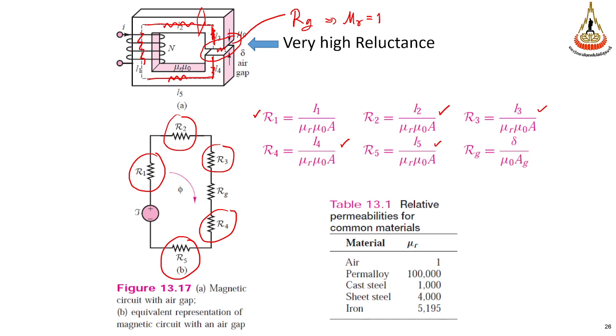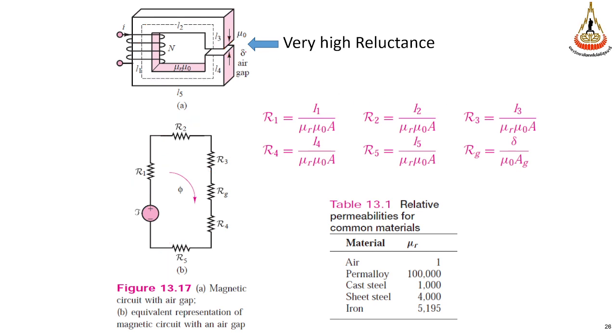And RG is calculated with a very small length here, for which we use delta. Delta for this range, right? Delta is the length of the air gap, the range of the air gap. And AG is usually similar to A, but I will talk about that later. And then mu 0, and mu r is just 1.